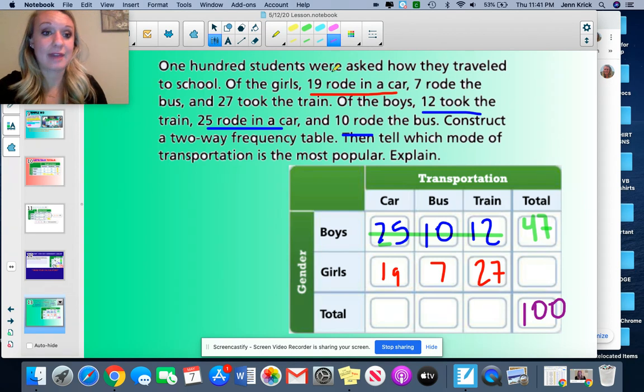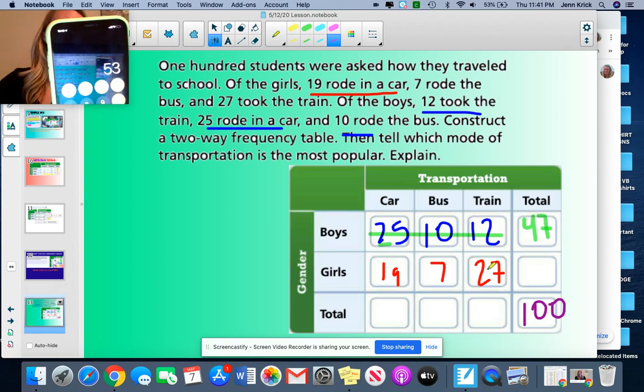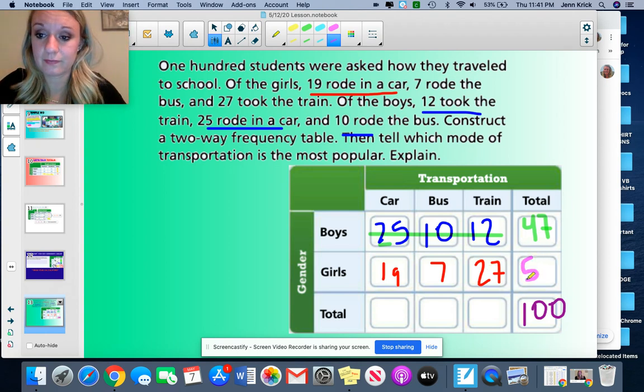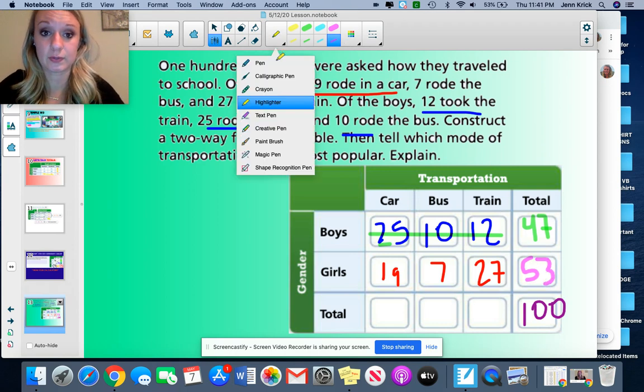I can then add my girls column going across. So I would do 19 plus 7 plus 27. And I would get 53. And we're going to check to make sure that's right at the end, but just give me 2 seconds, okay?